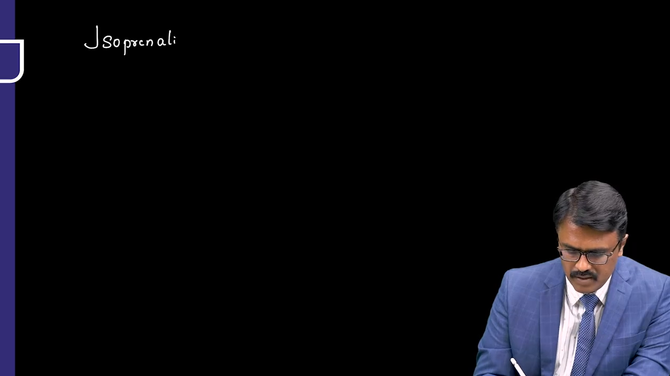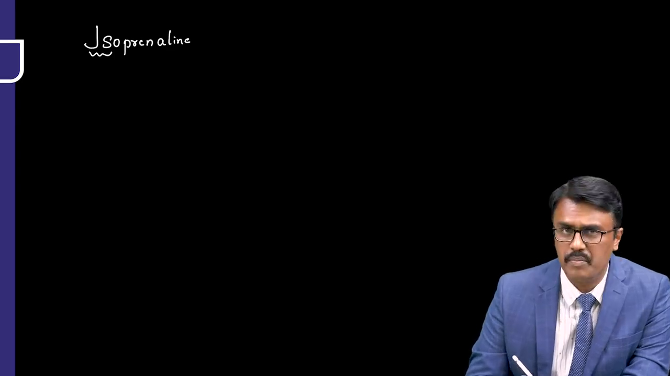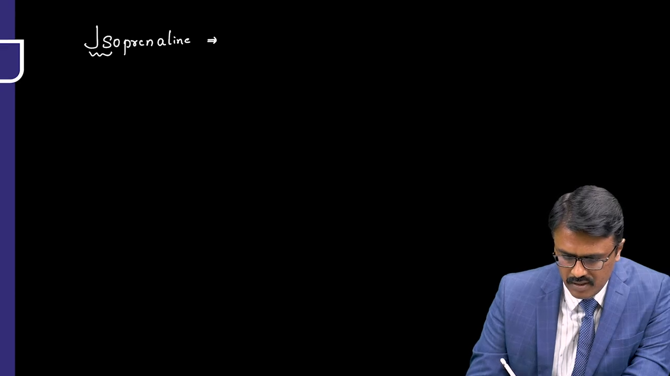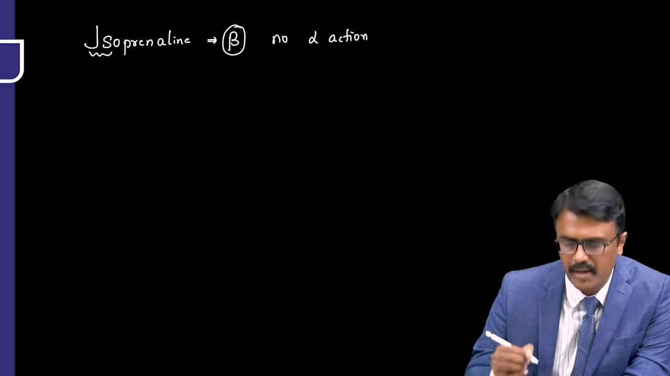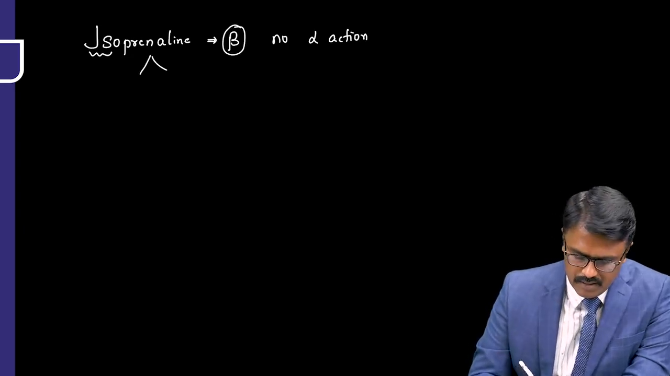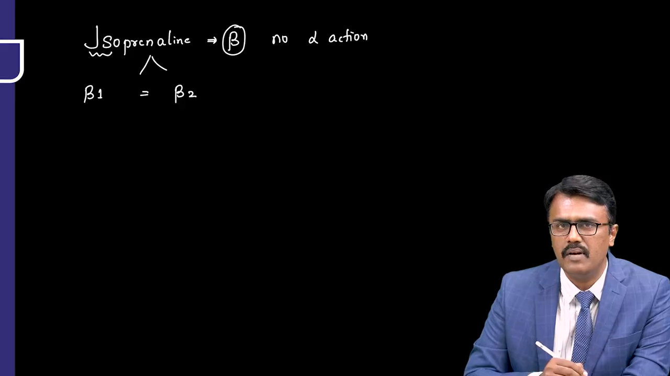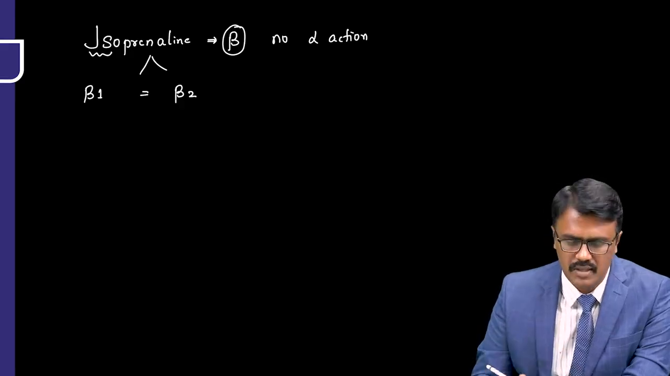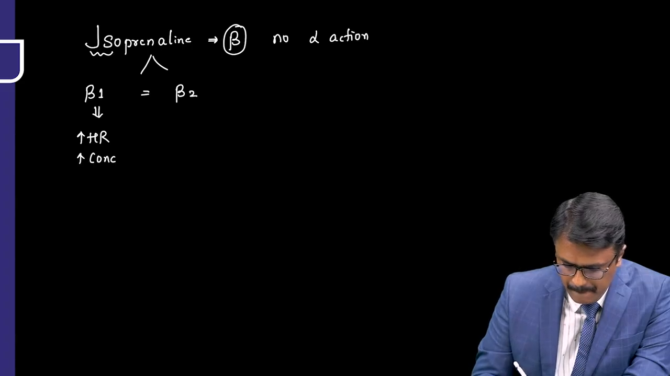Isoprenaline. The name itself is telling you: isolated. So it is isolated for only beta 1 and beta 2 actions. No alpha action. It doesn't have alpha action. Isoprenaline acts on beta 1 and beta 2 equally. Some beta 3 action also, but not so significant for us. So it can act on beta 1 and increase the heart rate, conduction, and force of contraction.